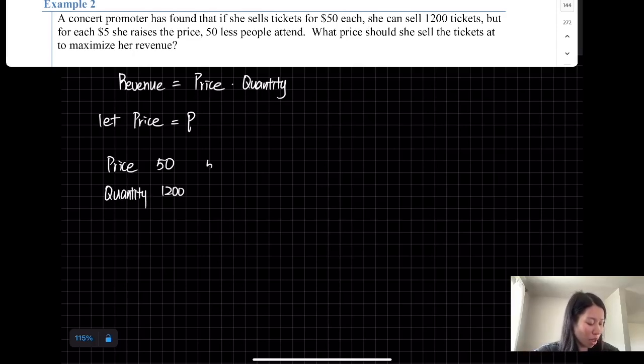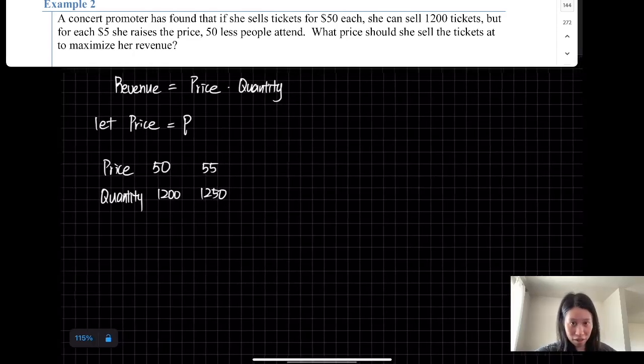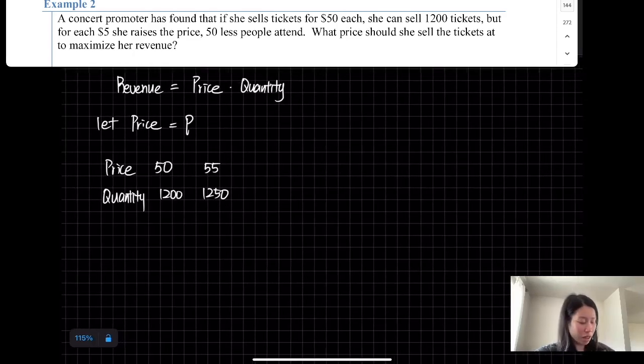And then if she raises the price $5, 15 fewer people attend, so 1,185. If she raises the price another $5, that means another 15 fewer people attend. If we continue, you can continue that. So as you can see, this is a linear relationship, right?